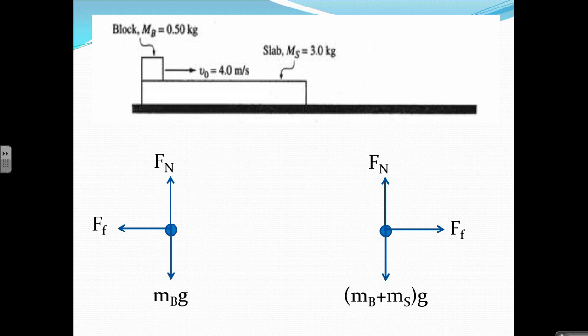So this force of friction acting both on the block to the left and on the slab to the right is what is acting on both systems. So we have a net force on the block, which is equal to the force of friction, and we have a net force on the slab, which is equal to the force of friction.